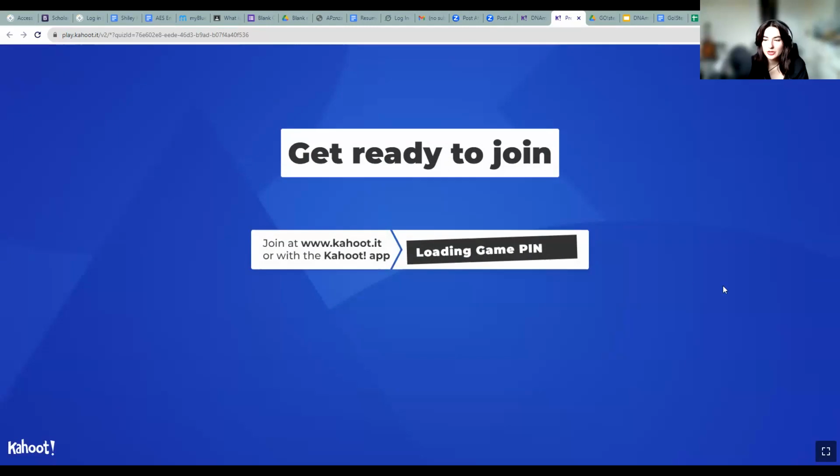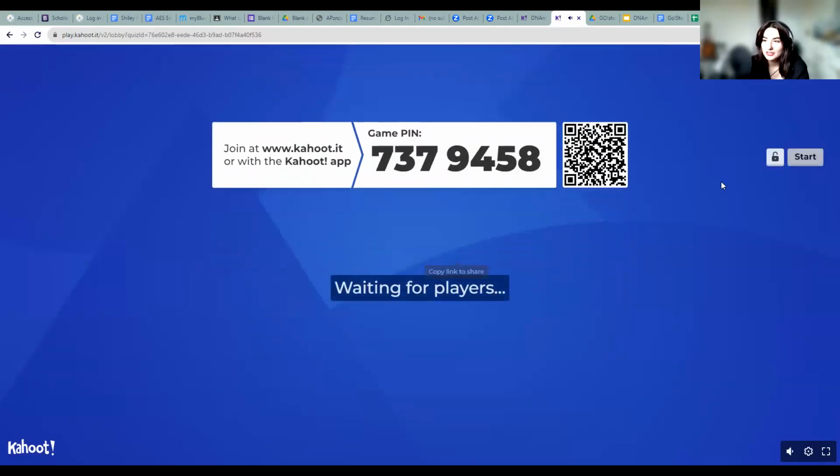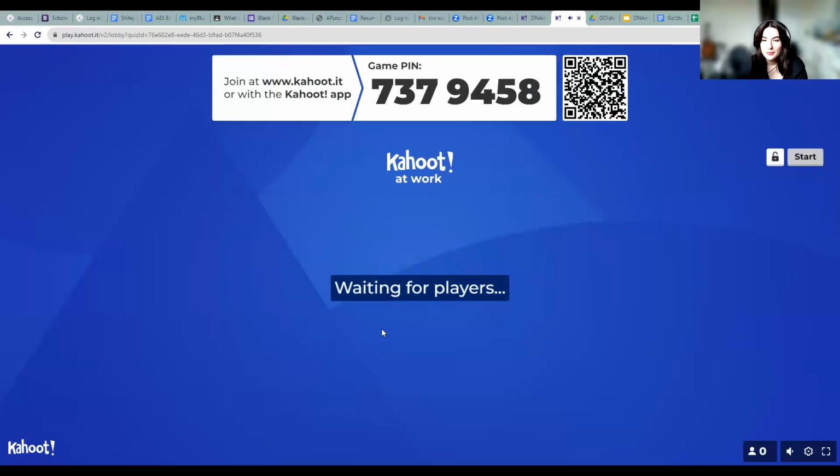Once it creates the pin, there's only 3 people here, and I think it only allows 3 people, so that's good. Once everyone joins, then we can start. It's just about everything we've learned so far.